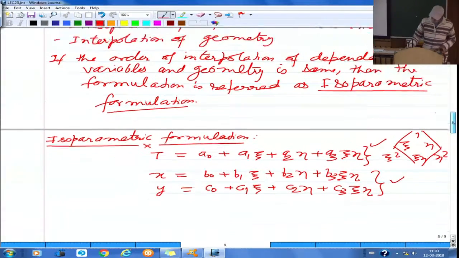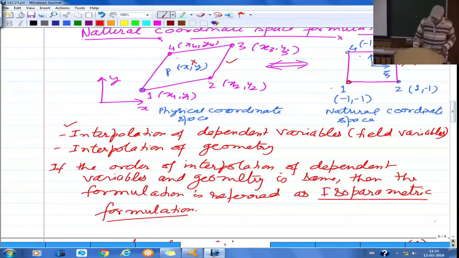Another difference is that as far as the physical coordinates are concerned, here x1, y1, x2, y2, x3, y3, x4, y4, the corresponding nodes in the natural coordinate space have coordinates -1, -1, 1, -1 and so on. But the values of the dependent variable are here T1, T2, T3, T4, and here also T1, T2, T3, T4. So the values of the dependent variable here is T1, here it is T2, here it is T3, here it is T4.